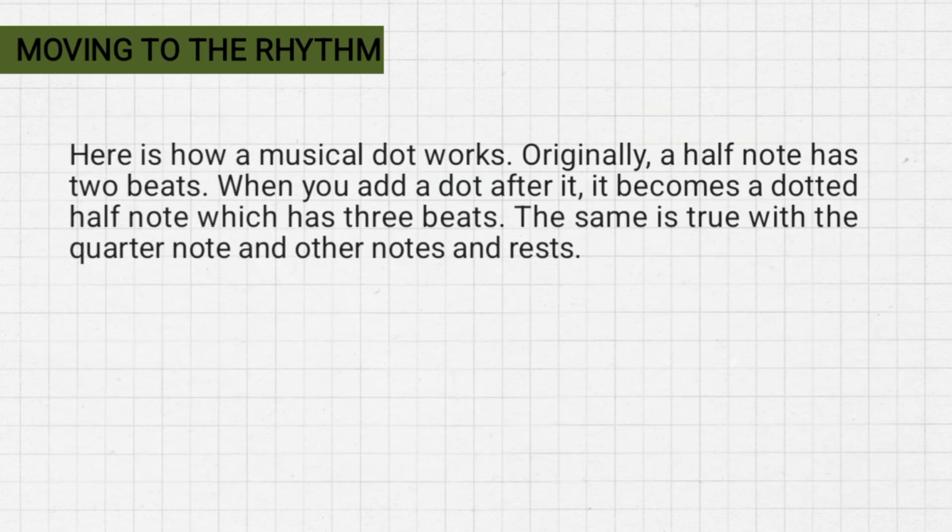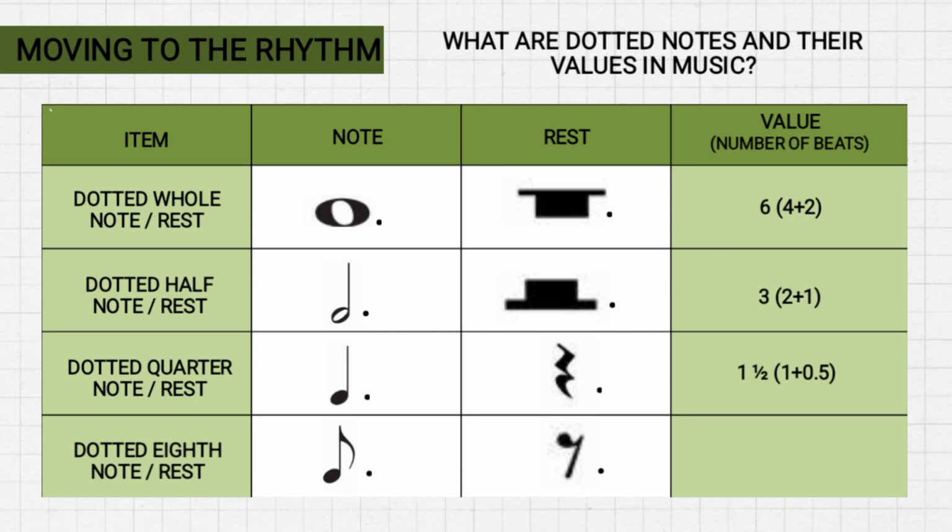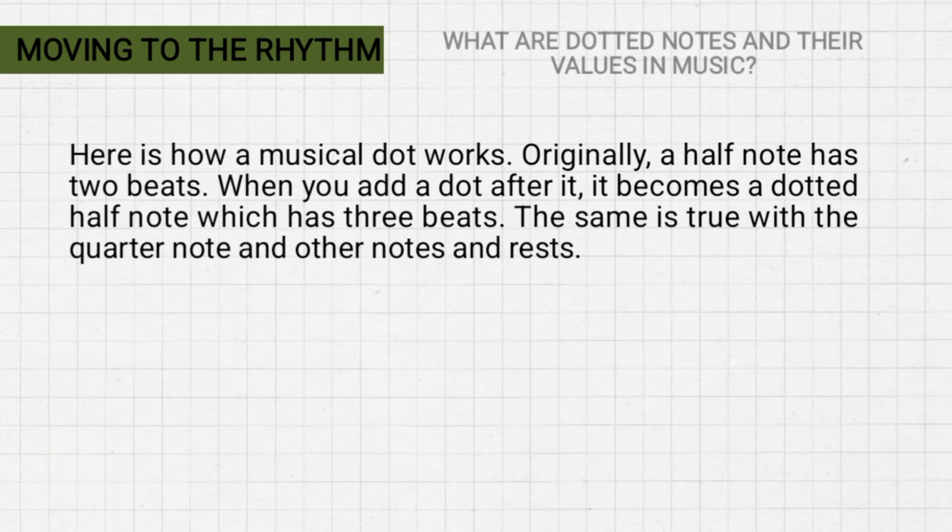So that's it. This chart provides a clear breakdown of dotted notes and dotted rests along with their beat values in music. A dot placed after a note or rest increases its value by half of its original duration. And next, we have here, what are dotted notes and their values in music?